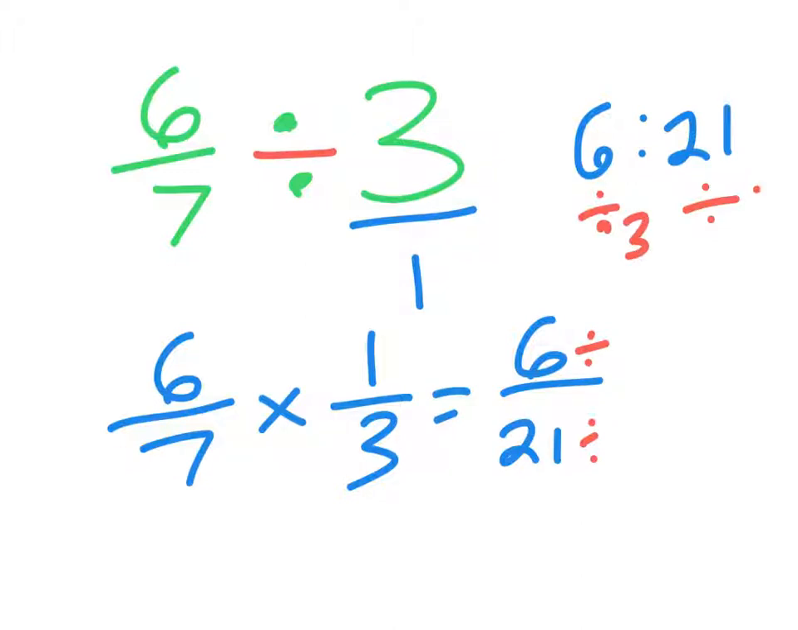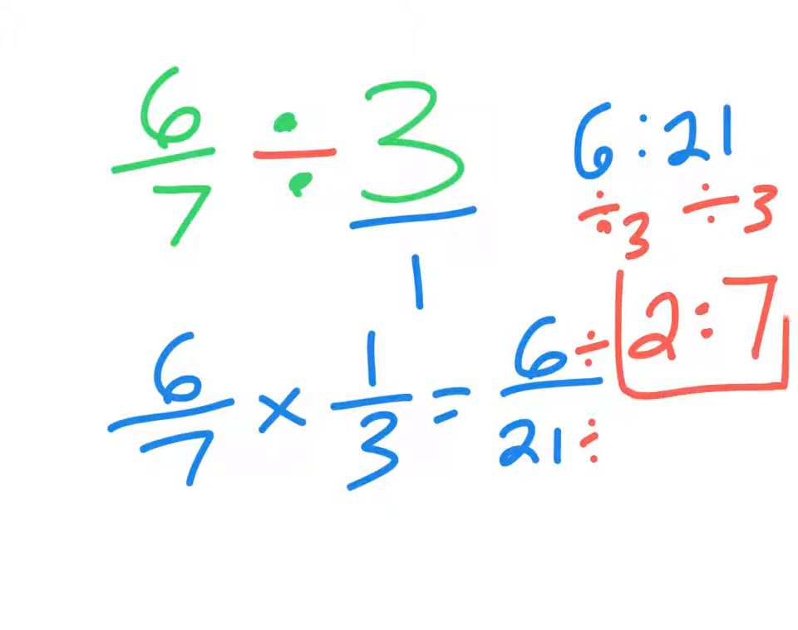I can divide them both by 3, and when I do so, 6 divided by 3 gives me 2, 21 divided by 3 gives me 7. So actually my simplified ratio is 2 to 7, which makes a whole lot more sense than 6/7 to 3. There's actually 2 teachers to every 7 students in this particular scenario.